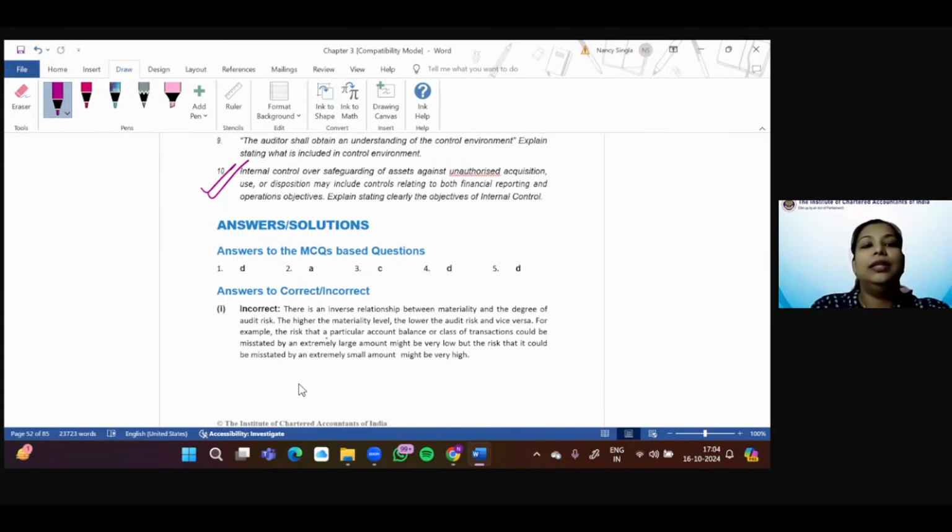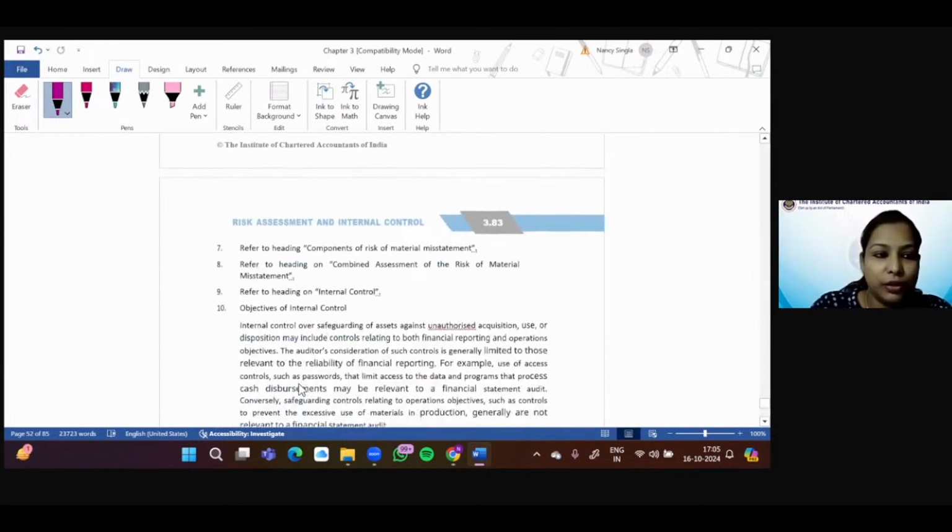So see, this is about what? Safeguarding of assets. With respect to what? Financial reporting and operation objectives. So we have done this topic that the safeguarding of assets with respect to financial reporting objectives like the passwords and all with respect to cash disbursement, that is relevant to audit. However, with respect to operation objectives like the excessive usage of material, that is not relevant to audit.